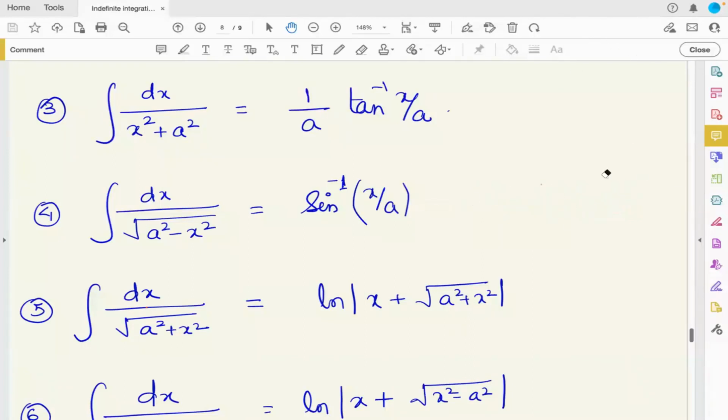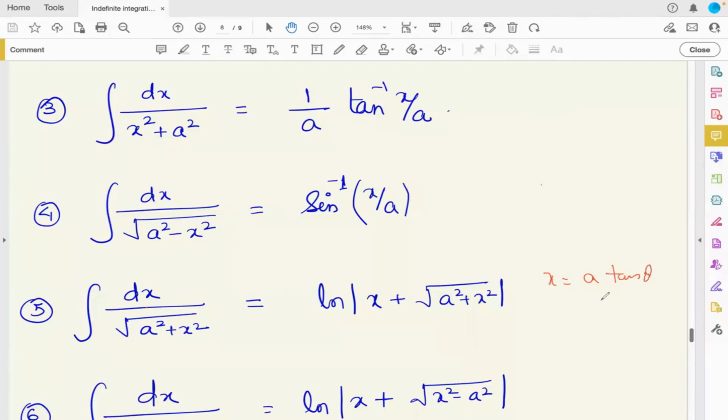and standard form. So the next form is like dx by a square plus x square. dx by a square plus x square. So what do we substitute here? We substitute here x is equal to a tan theta.